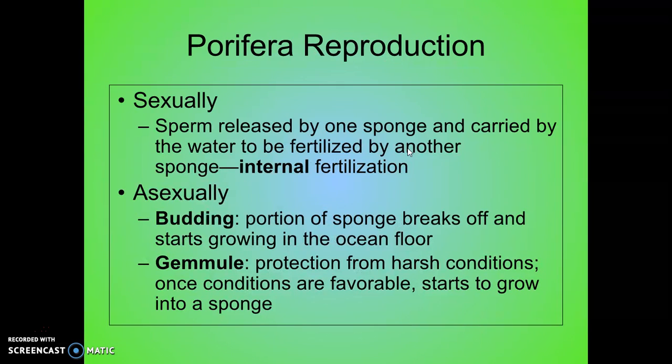These guys reproduce sexually and asexually. They do have internal fertilization, which means sperm is carried to another organism and it's fertilized inside the other organism. Asexually is by budding, little pieces drop off onto the ocean floor. And then a gemmule is kind of a protective coating that keeps it safe until conditions are right for it to grow into a sponge. And I would highlight this whole slide.